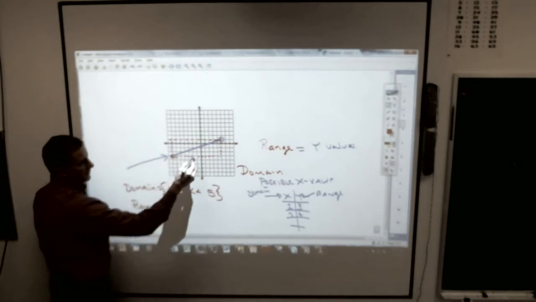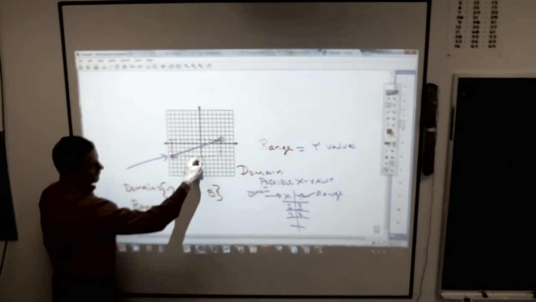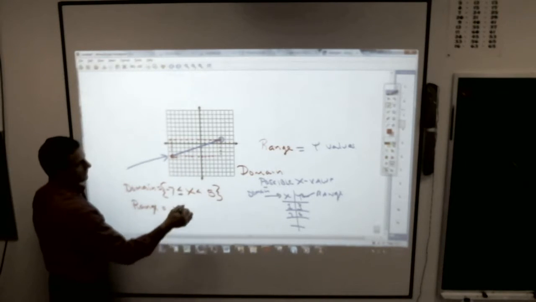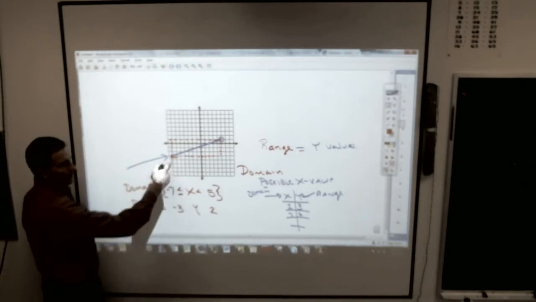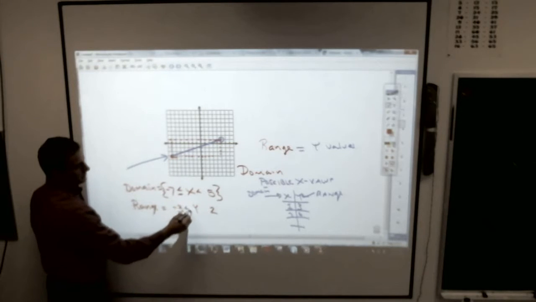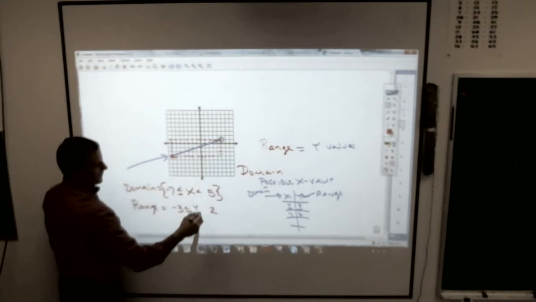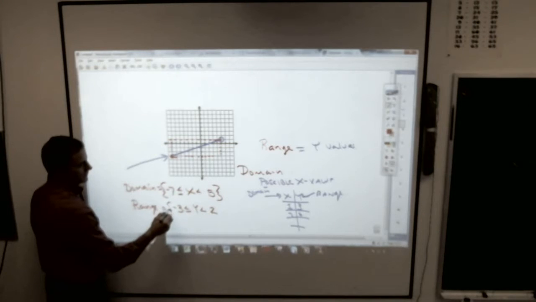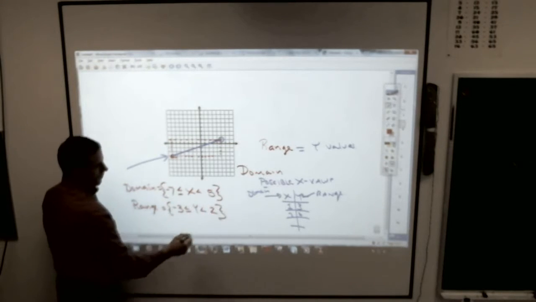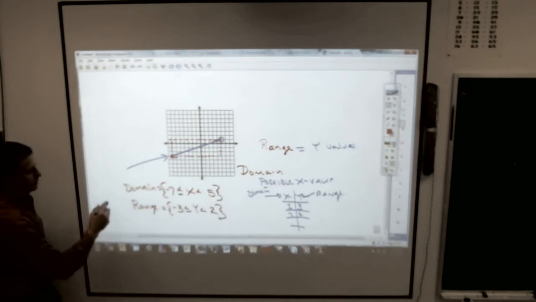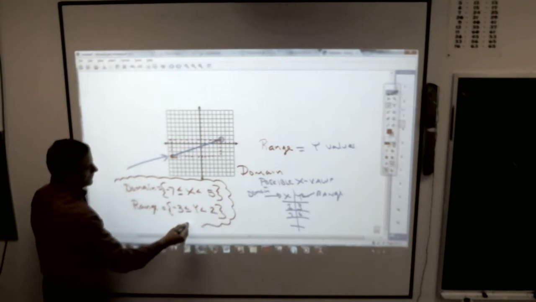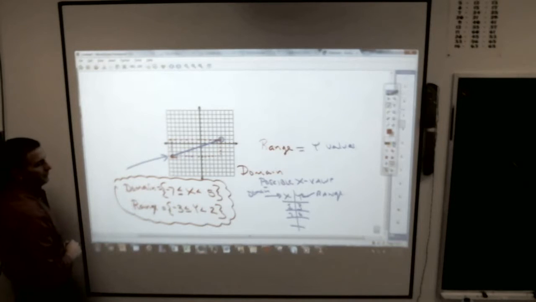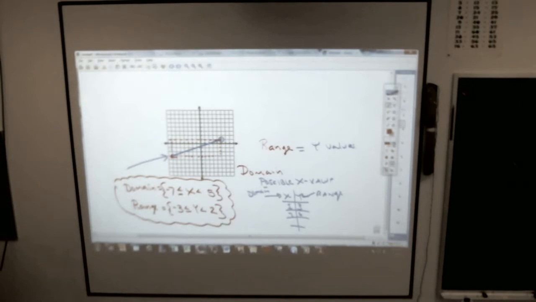What's the smallest it can be? Right here at -1, 2, 3. It goes from -3 to +2, and those are the y values. It can equal -3, but it can't equal +2. So there you have stated your domain and your range. And that's all it is. You're just giving the possible values that you could have for that given line.